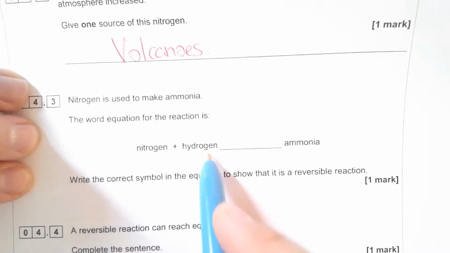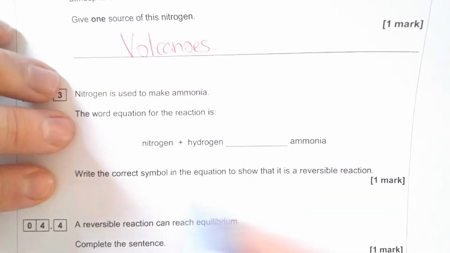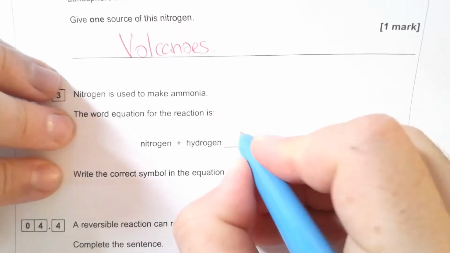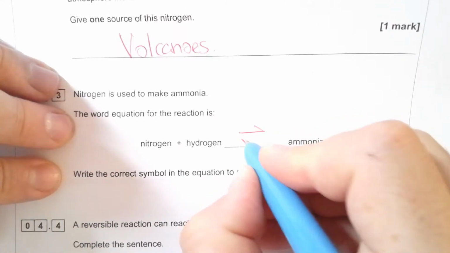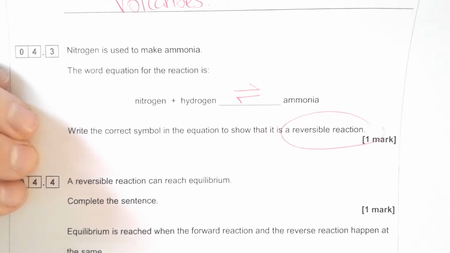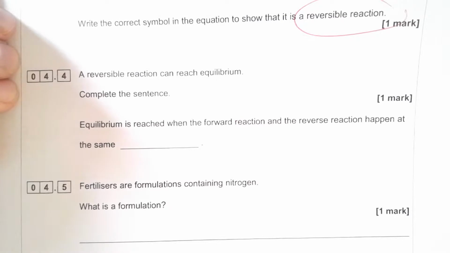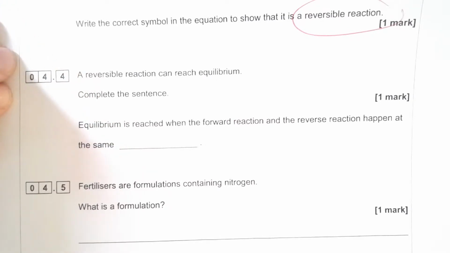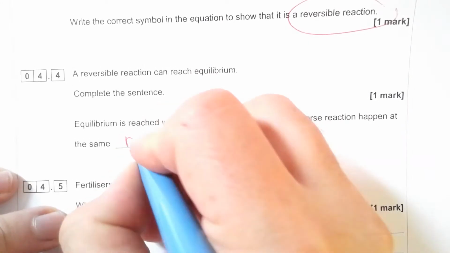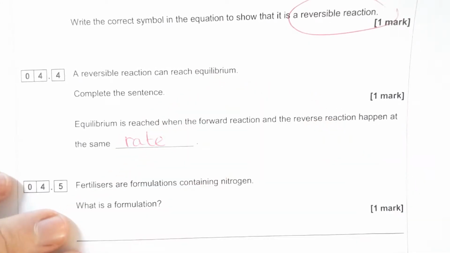Here's nitrogen plus hydrogen, something ammonia, and it's asking us to use the correct symbol to show that it's a reversible reaction. And the symbol for a reversible reaction is this. So kind of a half arrow on the top going to the right and a half arrow on the bottom going to the left. A reversible reaction can reach equilibrium. Equilibrium is reached when the forward reaction and reverse reaction happen at the same rate.